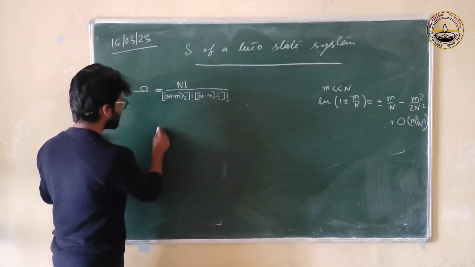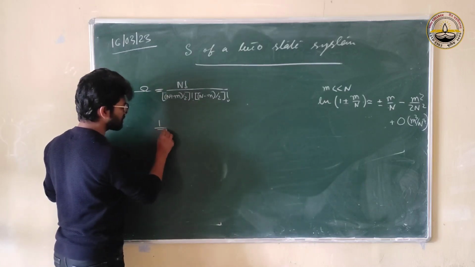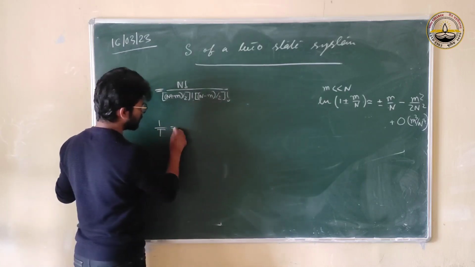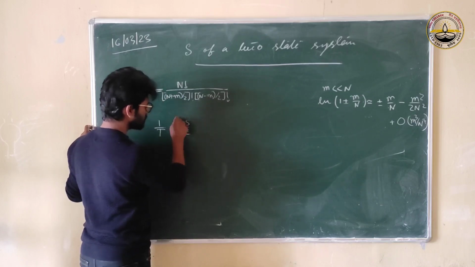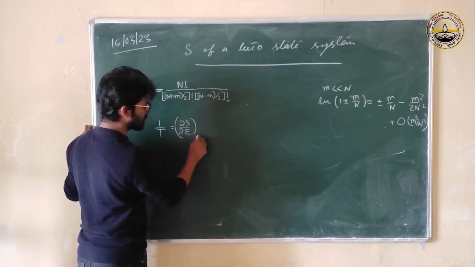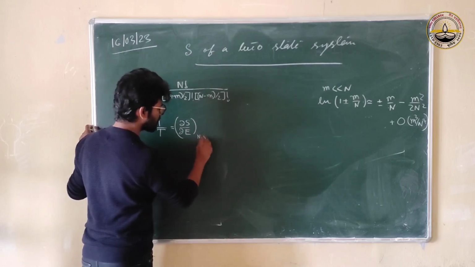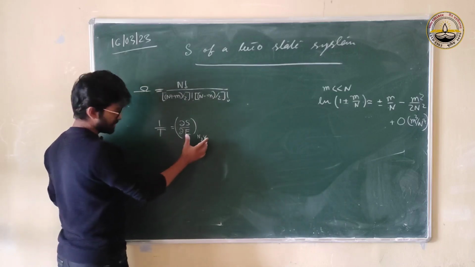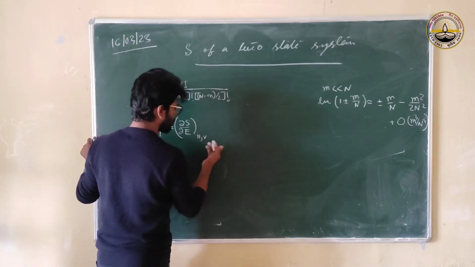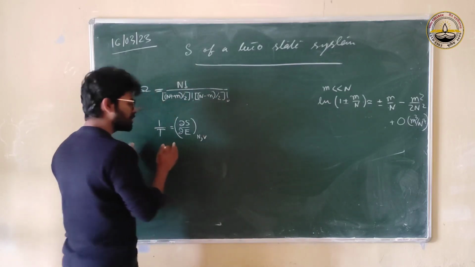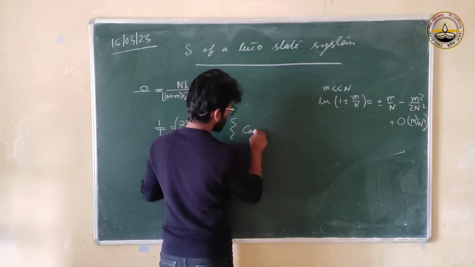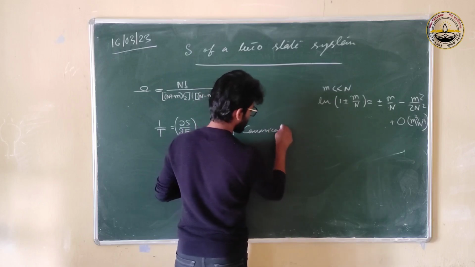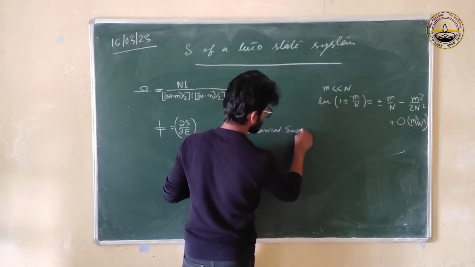How do we define temperature? The temperature is defined as 1 over T equal to del S over del E. This E is the internal energy, when number of particles and volume are fixed. And we definitely have number of particles and volume fixed. Energy can, of course, vary because this is a canonical ensemble.